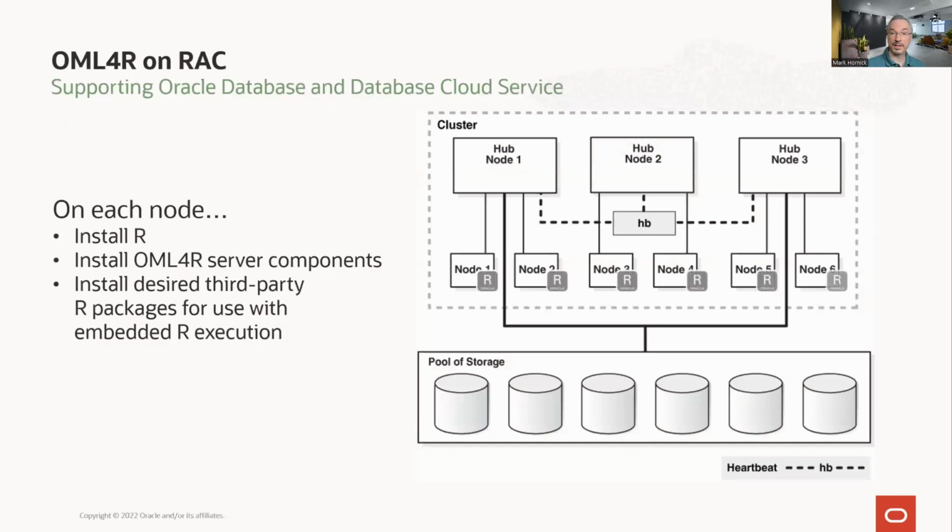For Oracle Database and Database Cloud Service installations, users typically install R and the OML for R server components on each node of the real application cluster server. To use third-party packages with embedded R execution, these must be installed on each node in the cluster as well. On Autonomous Database, of course, OML for R is pre-configured. No installation is necessary. In the coming year, Autonomous Database users will also be able to configure additional third-party packages.